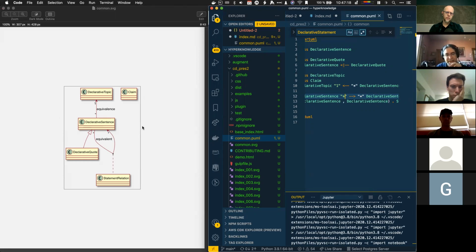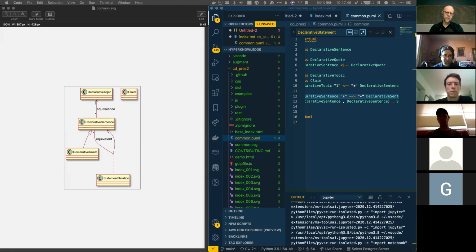And for me, there are many possible statement relations. One of them is declaring the equivalence. Another one is declaring the non-equivalence. And the other one is declaring the precision between two sentences. There may be others, but at least these three. What I would probably do is have a statement relation type, which I would declare as an enum. But the equivalence of declarative topic is only on the equivalence relation.